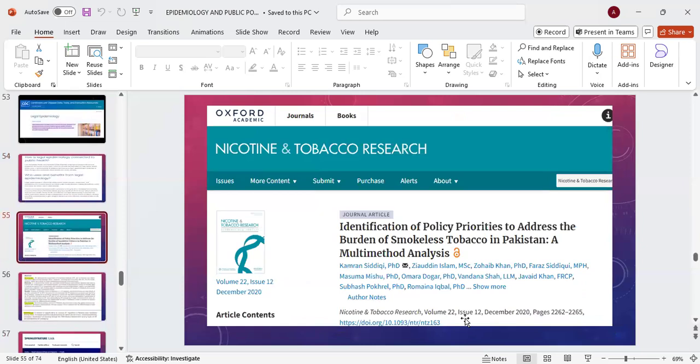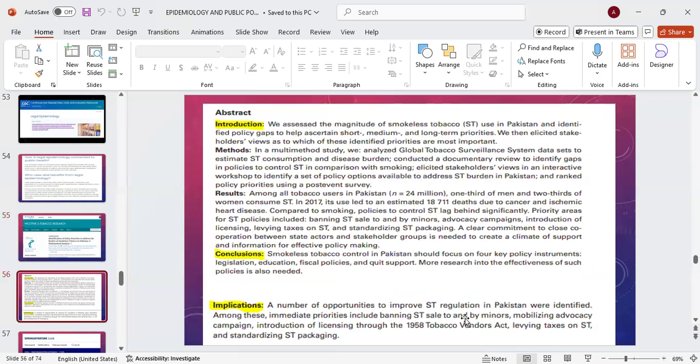Our first article is Identification of the policy priorities to address the burden of smokeless tobacco in Pakistan: a multi-method analysis. We assessed the magnitude of smokeless tobacco (ST) use in Pakistan and identified policy gaps to help ascertain short, medium, and long-term priorities. We then elicited stakeholders' views as to which of these identified priorities are the most important.